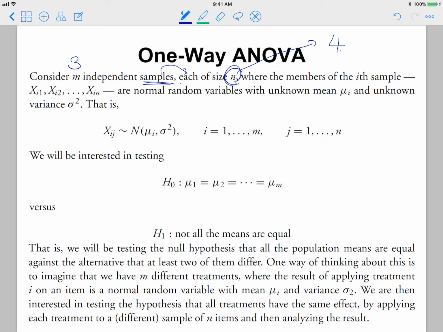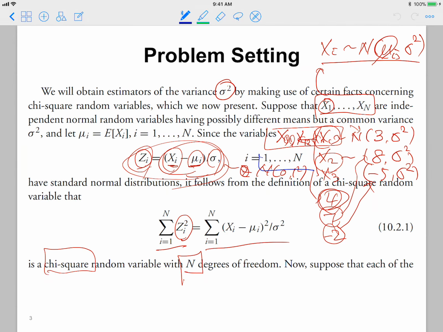Okay, so let's be familiar with these notations, because they will appear many times. As we assumed in the previous case, each group will have its own mean value, mu i. So this is just this situation.